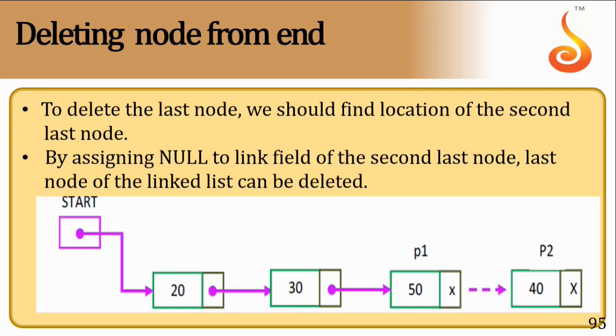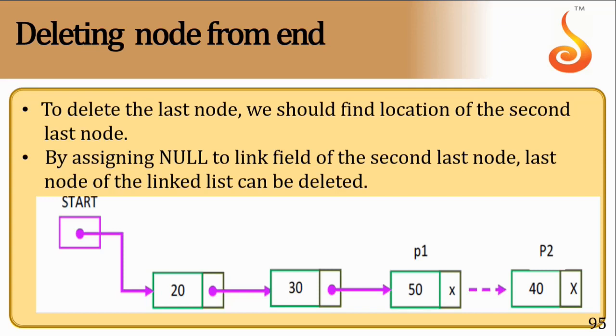To delete the last node, we need to first find the location of the second last node, because I need to make the second last node's link null. How many nodes are there? Four nodes, and P1 is the second last node and P2 is the last node. First you have to find the second last node, and by assigning null to the link field of the second last node, the last node of the linked list can be deleted. This one also I will show you how exactly we can do that, right?